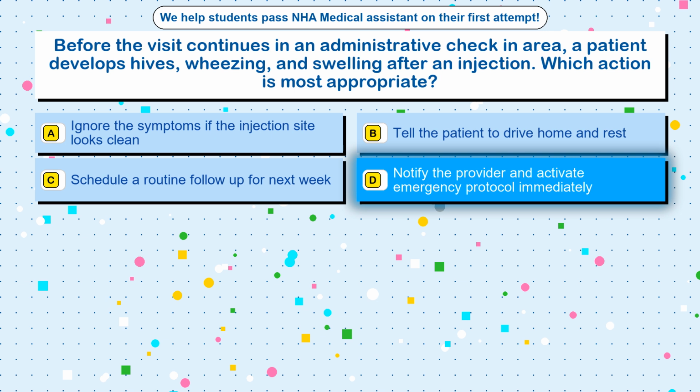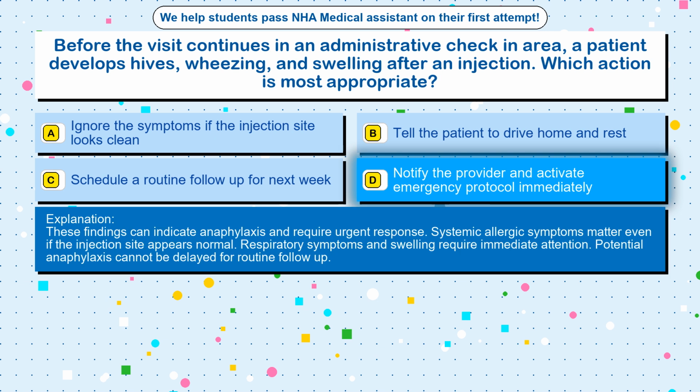These findings can indicate anaphylaxis and require urgent response. Systemic allergic symptoms matter even if the injection site appears normal. Respiratory symptoms and swelling require immediate attention. Potential anaphylaxis cannot be delayed for routine follow-up.